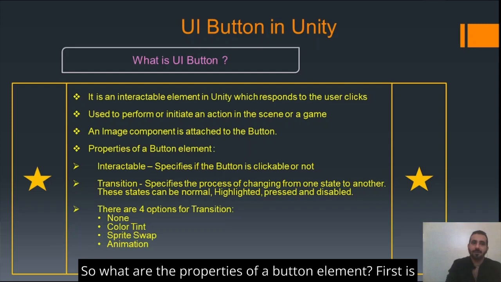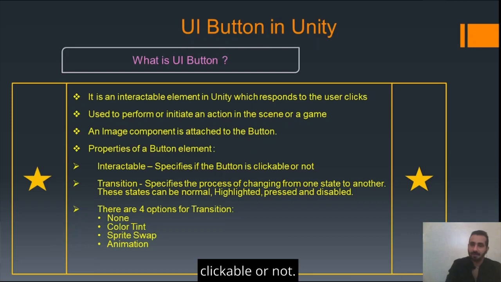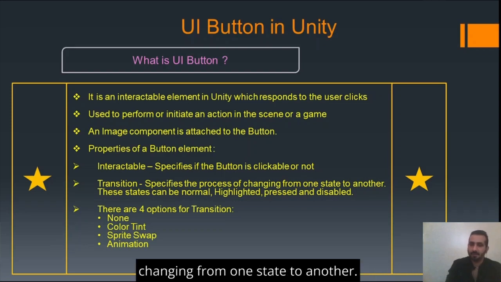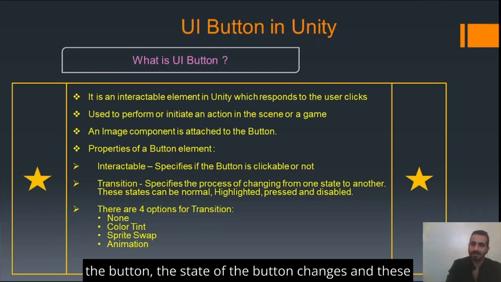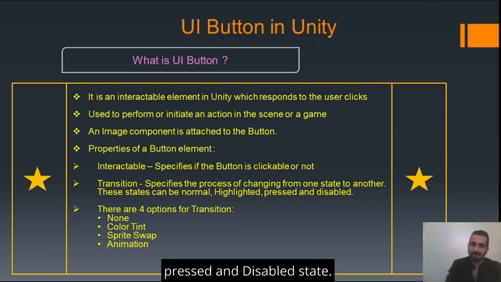So what are the properties of a button element? First is your interactable, which specifies if the button is clickable or not. Then there is transition, which specifies the process of changing from one state to another. Basically, when you tap or click on the button, the state of the button changes, and these states can be your normal state, highlighted state, pressed, and disabled state.